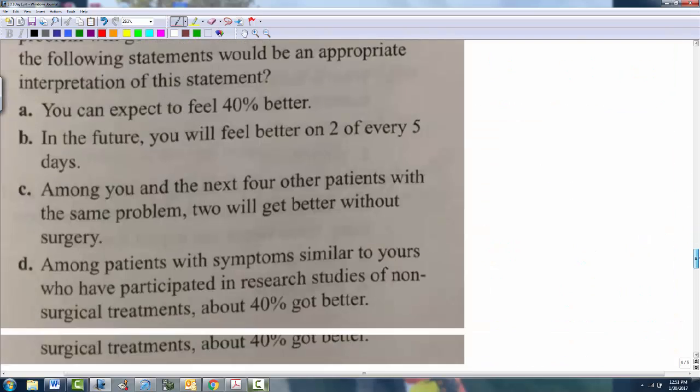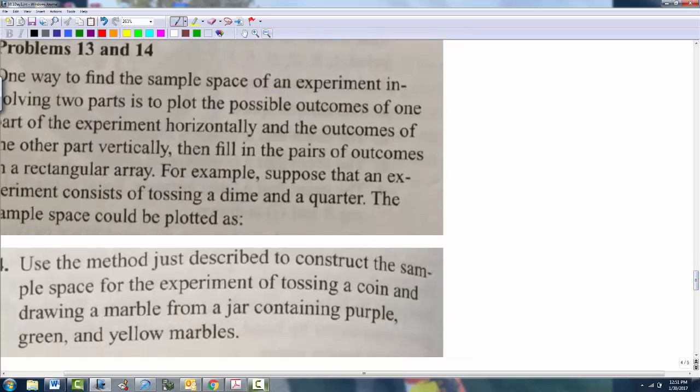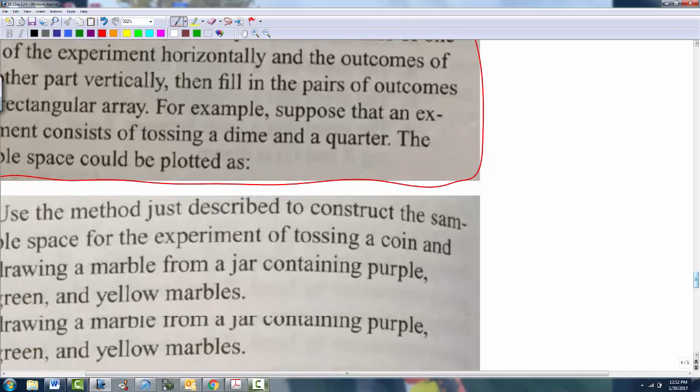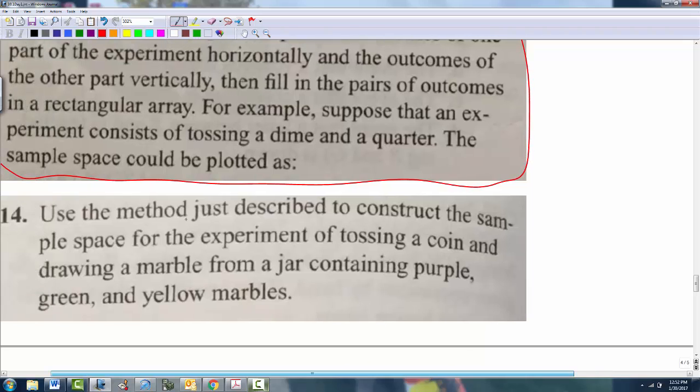The other class I was going to have that question be answered. I'll just have you think about that. I pulled 14 out just so that you would read it, and you could probably figure this out without me, but it goes through this whole long diatribe of how you're supposed to do 13. I'll just do 14 using what they say here. One way you can construct a sample space if there's two different weird things: construct a sample space for the experiment of tossing a coin and drawing a marble, blue, green, and yellow in there. Okay, so you're doing both.